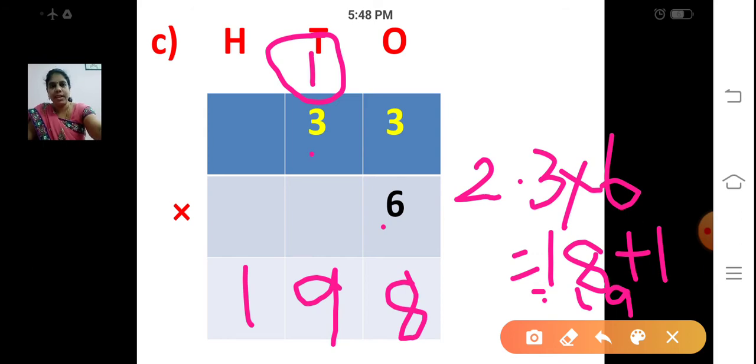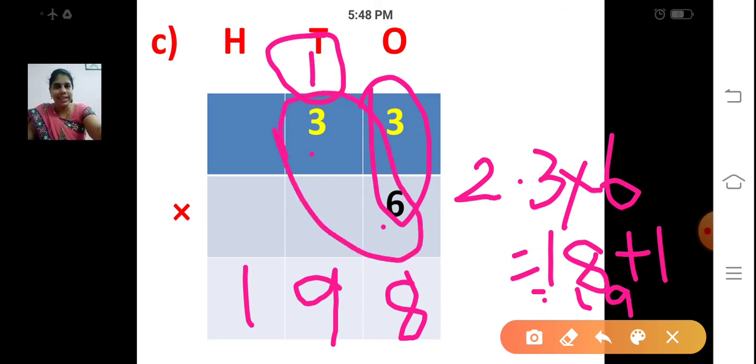So 33 into 6. First multiply these two: 3 sixes are 18. 8, write it below the ones place. 1 will be carried over. Next step is again 3 into 6, 18. 18 plus 1, 19. So the answer is 198.